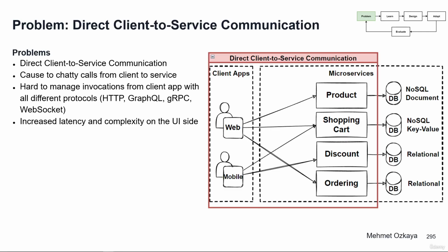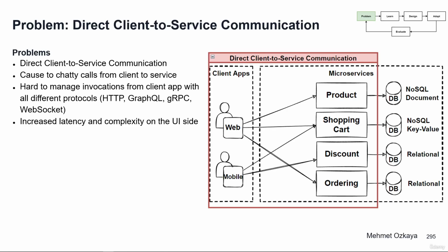So the problem is direct client to server communication, and it causes chatty calls, and it is hard to manage all these invocations from the client application with different protocols. So how can the client application coordinate all these different protocols? Also in microservices, there could be more than one client application, so we have to implement those communications for all client applications, which causes duplicated implementation.